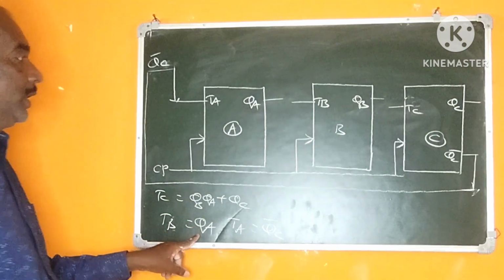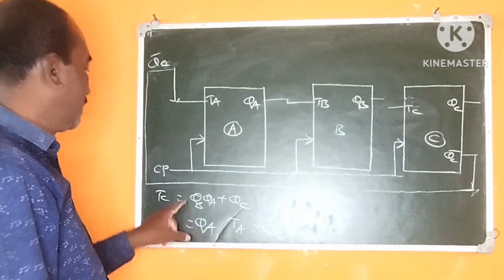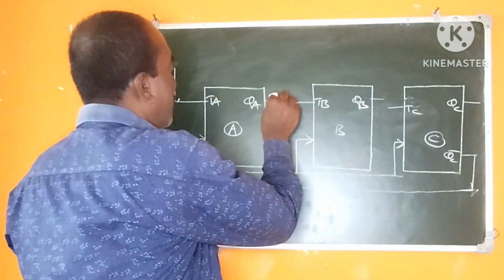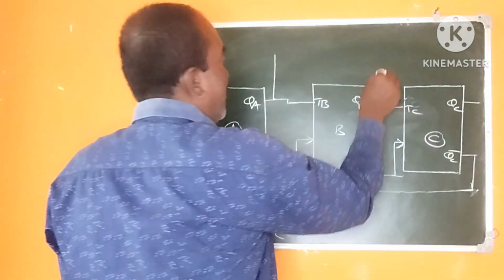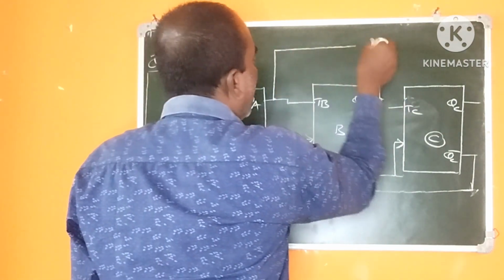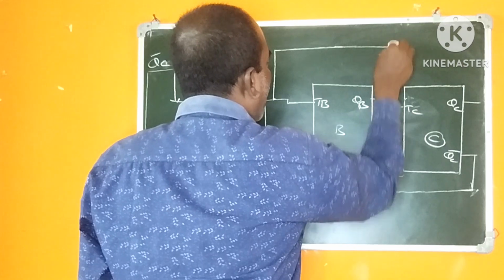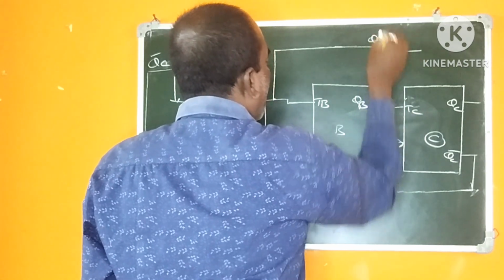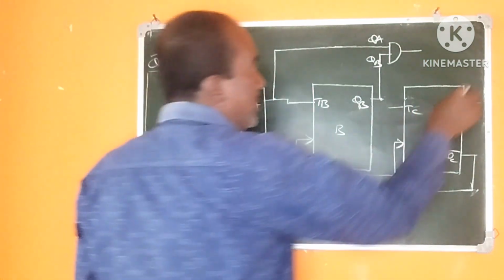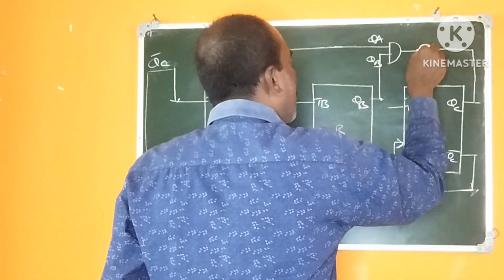Next, TB. TB equal to QA. So it is QA. And TC is QA, QB plus QC. This one is QA. Let me take this as QA, and this one is TB. Let me take this as QB. These two are to be multiplied. So QA and QB are to be multiplied. Use one AND gate. This is QA and this one is QB. It is QA, QB, and plus QC. So one more input to TC is QC. Let me take this. This is QC.